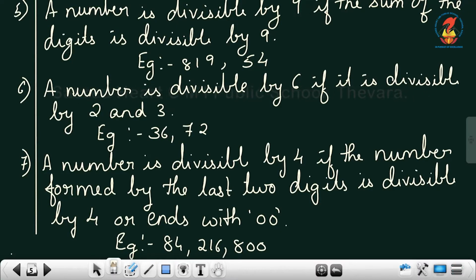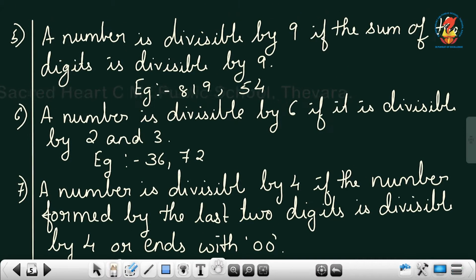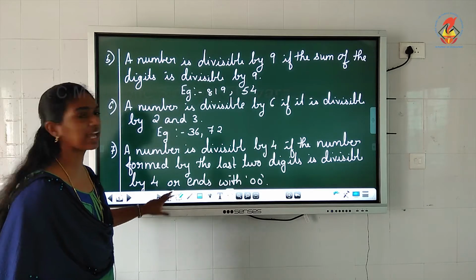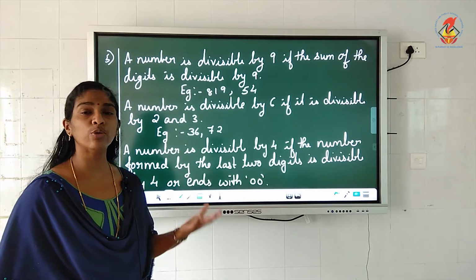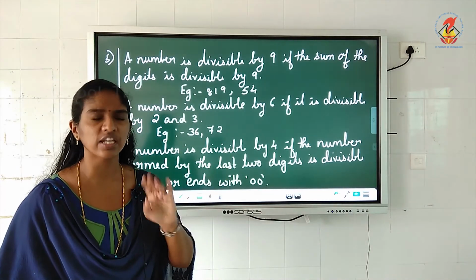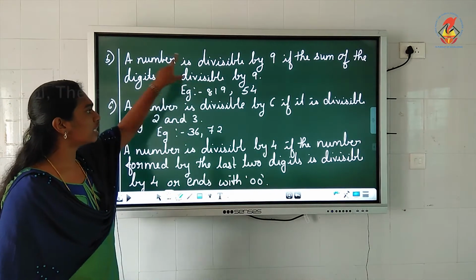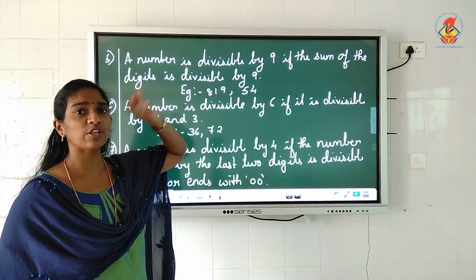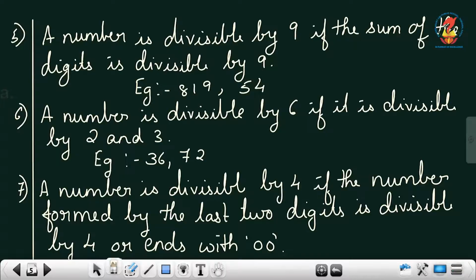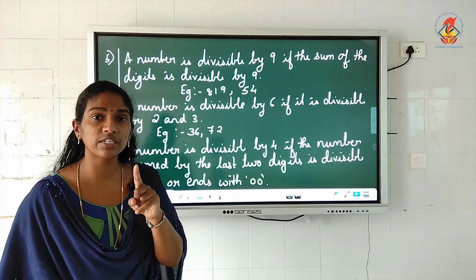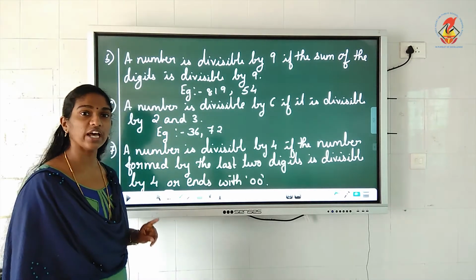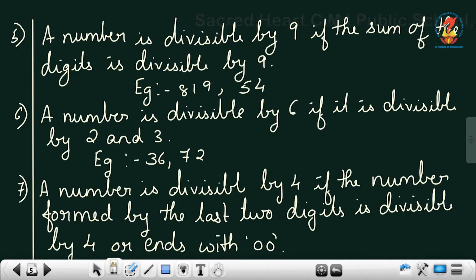Now, how to check a number is divisible by 9? Same like 3. What did we do in 3? We added the digits, isn't it? Same thing you will do here. Here also you add the digits. When you add the digits, see what you are getting. 8 plus 1 you get 9. 9 plus 9 you get 18. Is 18 coming in 9's table? Yes, 9 2's are 18. So, I can say 819 is divisible by 9.